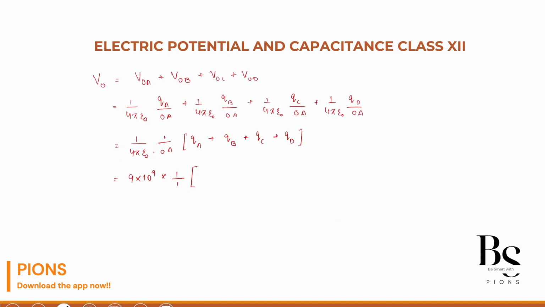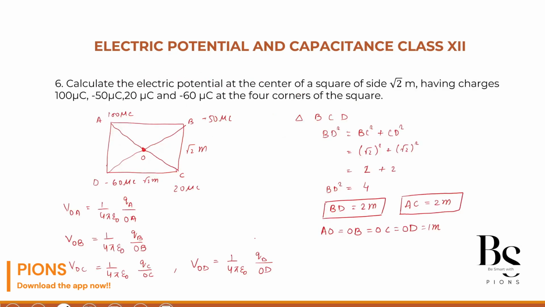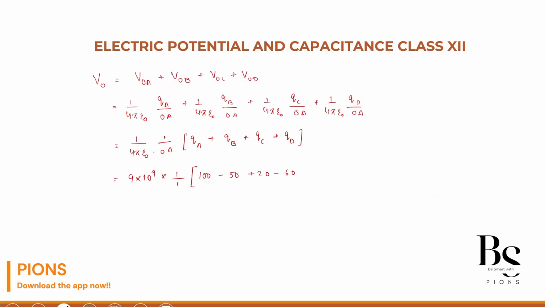So let's go back. 100 minus 50 plus 20 minus 60. Let me repeat again. These are our negative: 100, minus 50, 20 and minus 60. What about microcoulombs? All of them have microcoulomb, so let's take that common also and keep it outside, 10 to the power minus 6.